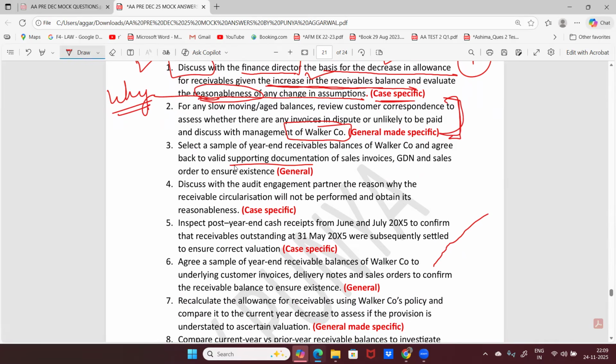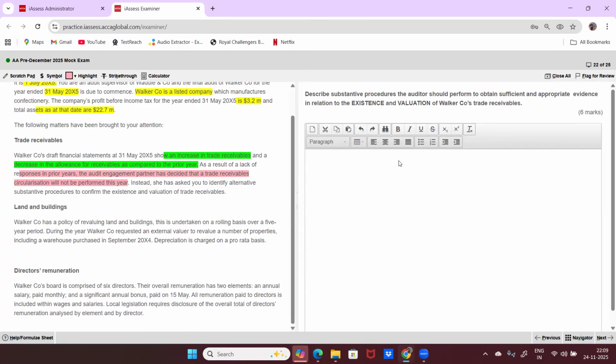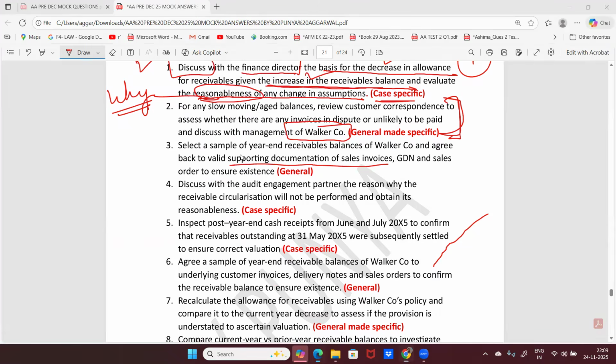Agree to the supporting documentation of sales invoices, GD, and so we'll just do a comparison to check if that balance actually exists. So I'm going to compare with multiple different documentation to check if the balance which I have recorded actually exists. Why? Because my question specifically said that I have to talk about the existence assertion also, right? So that has been tested over here. So this is done. This is also general, right?